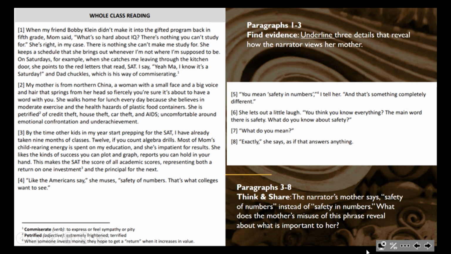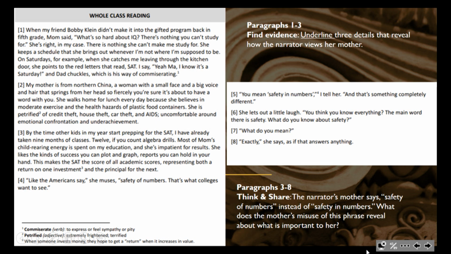My mother is from northern China, a woman with a small face and a big voice, and hair that springs from her head so fiercely you're sure it's about to have a word with you. She walks home for lunch every day because she believes in moderate exercise and the health hazards of plastic food containers. She is petrified of credit theft, house theft, car theft, and AIDS, uncomfortable around emotional confrontation, and underachievement.